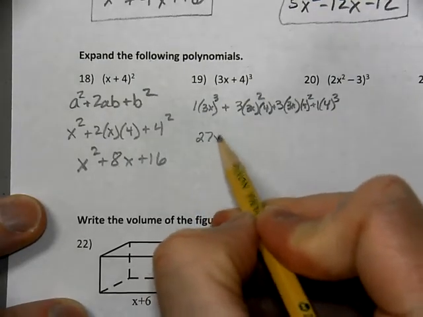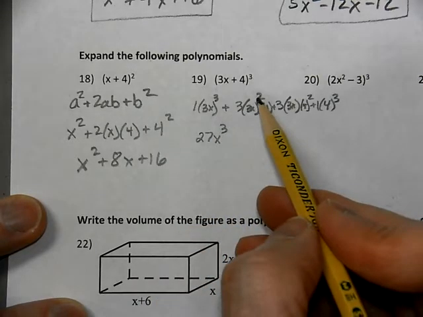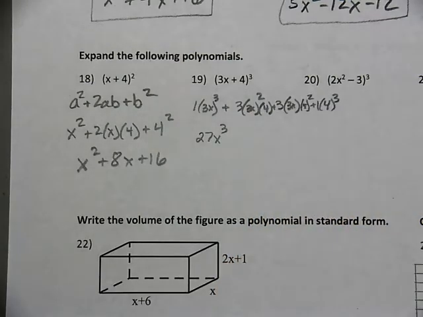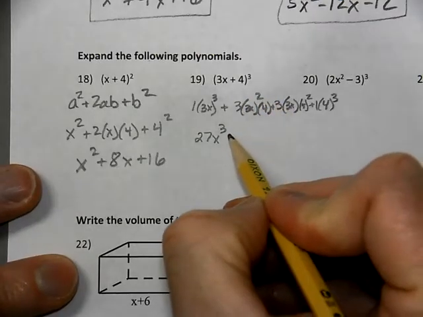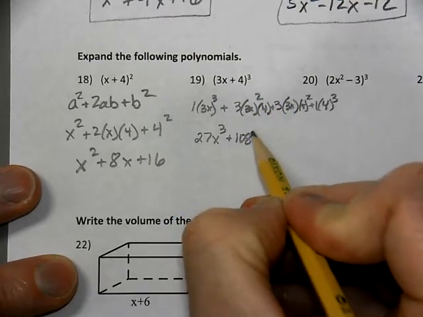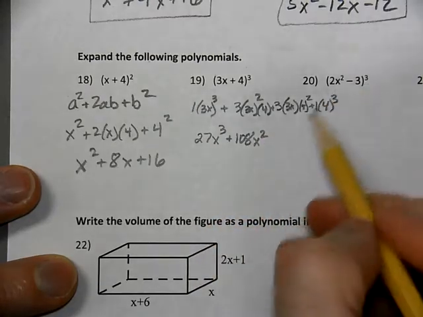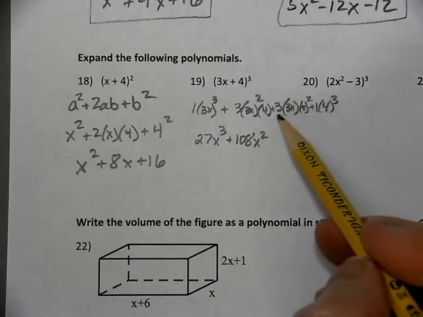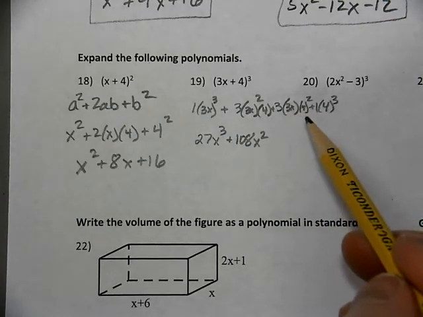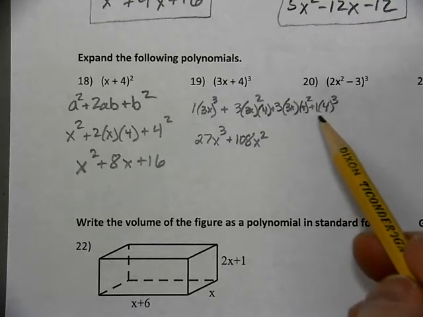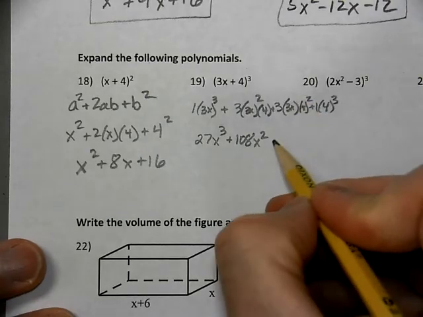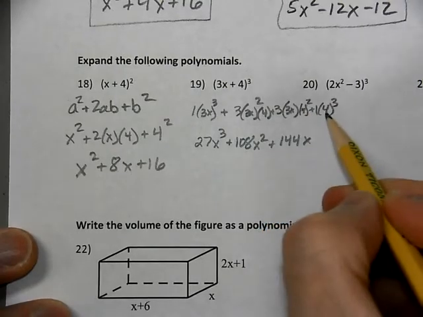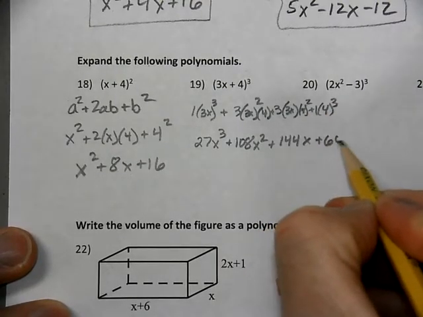That's going to give us 27x cubed. That'll give us 9 times 4 times 3, which gives us 108. That would be x squared. This is going to give us 16 times 9, which is 144, and our x, and then 4 to the third power is 64.